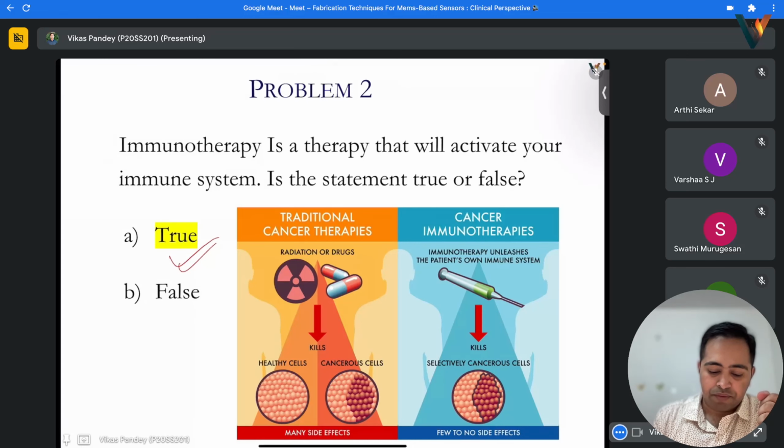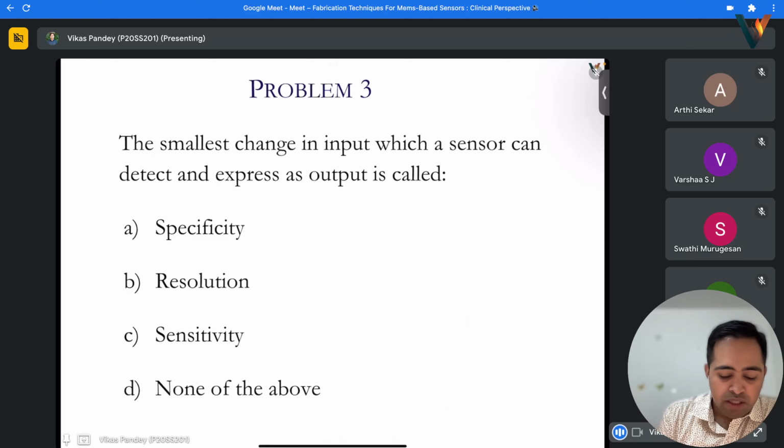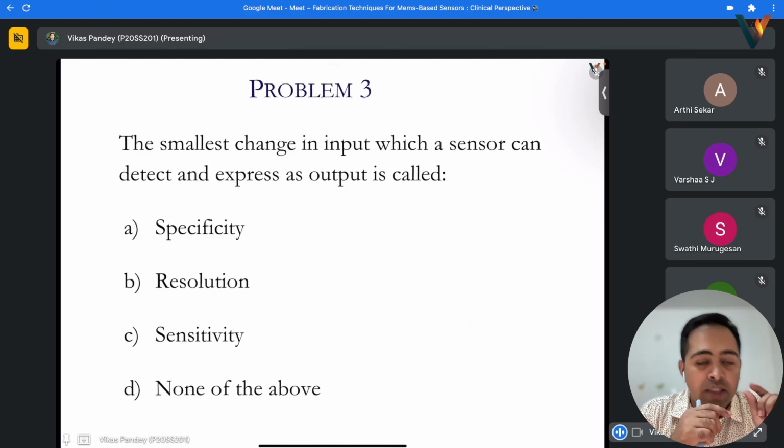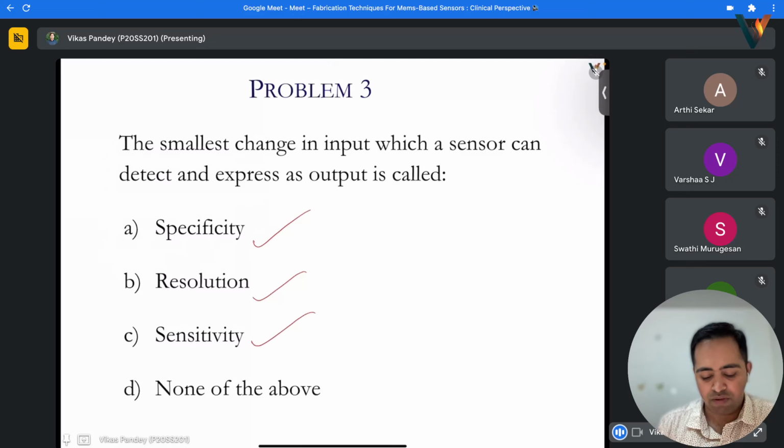Okay, so let's come to problem three. We have seen that this whole course is about sensors, biosensors, or MEMS-based sensors, you can say. So the smallest change in input, where the stimulus or the thing that we are measuring is changing in a very small amount, which a sensor can detect and express as an output, is called which of the following: specificity, resolution, sensitivity, or none of the above?